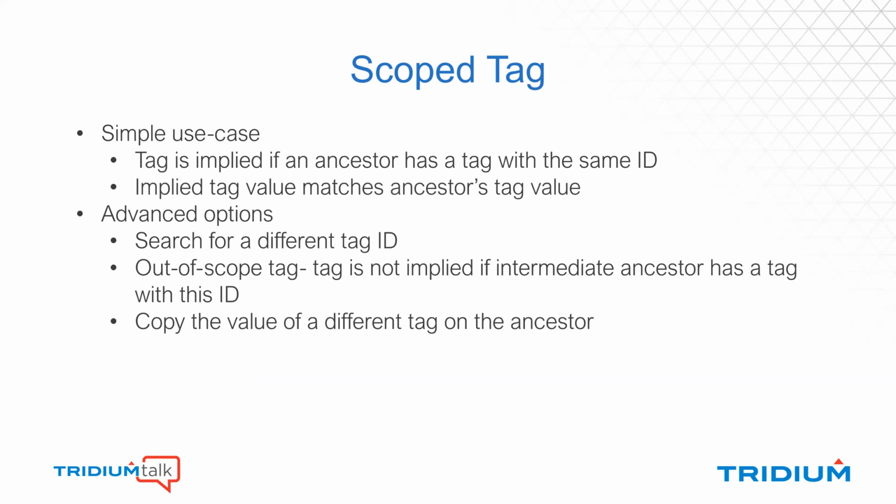In the simplest use case, the scope tag will be implied if that component has an ancestor with a tag with the same ID. And the value of that implied tag will match the ancestor's tag value. Scope tag also has some advanced options. You can search for a different tag ID rather than matching the scope tag ID. You can specify an out of scope tag ID. If a tag with that ID is found, then the scope tag will not be implied. And then you can copy the value of a different tag than the one you're searching for.